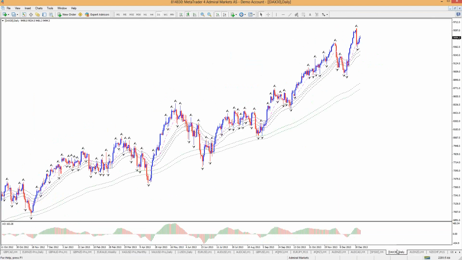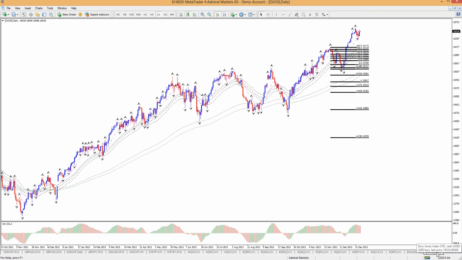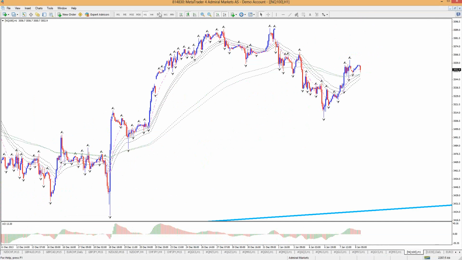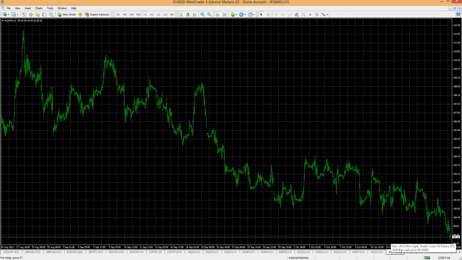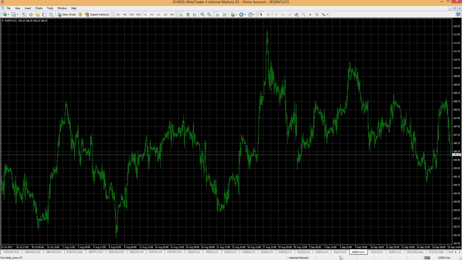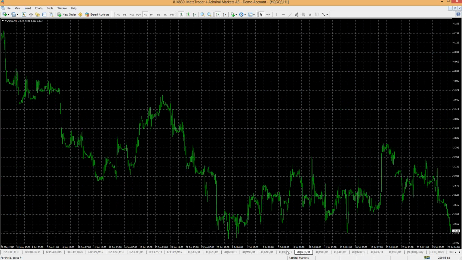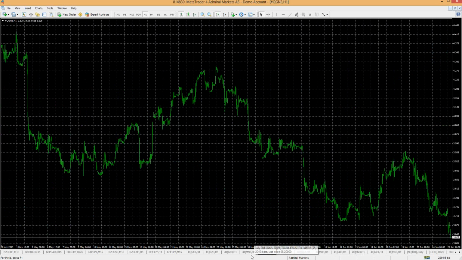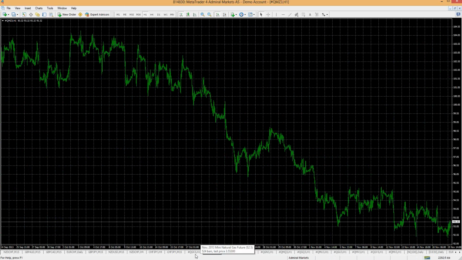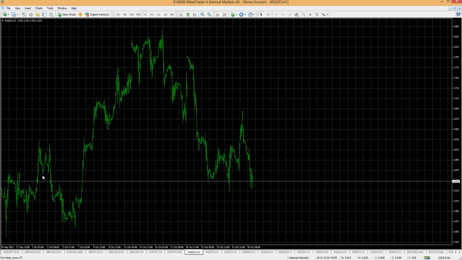DAX went up as well, continues to go higher. Dow Jones too. NASDAQ too, same story really here. And oil, I'm not sure what the current month is, in fact. Does anyone know? Doesn't look like I have it on the chart at the moment.